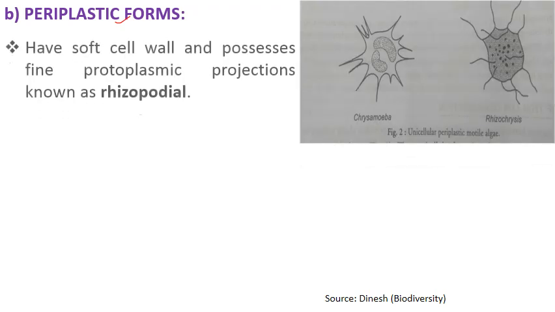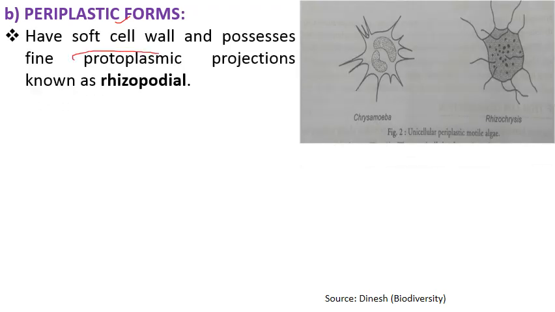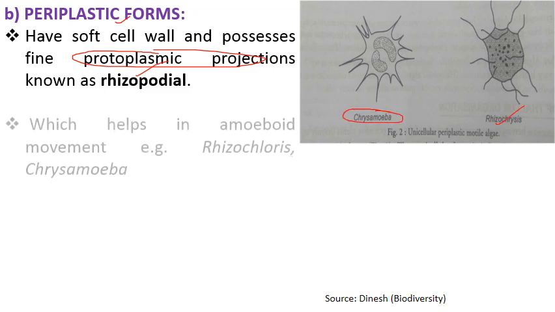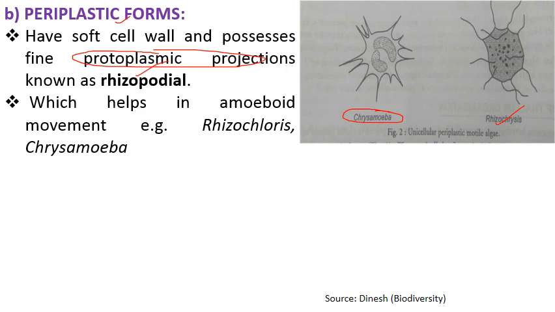Next comes periplastic forms. So ये जो thallus होते हैं, they have soft cell wall and possess fine protoplasmic projections known as rhizopodia. ये rhizopodia की वजह से amoeba की तरह movement show करता है. Examples are chrysamoeba and rhizochloris. So these structures help in amoeboid movements. It includes rhizochloris and chrysamoeba.